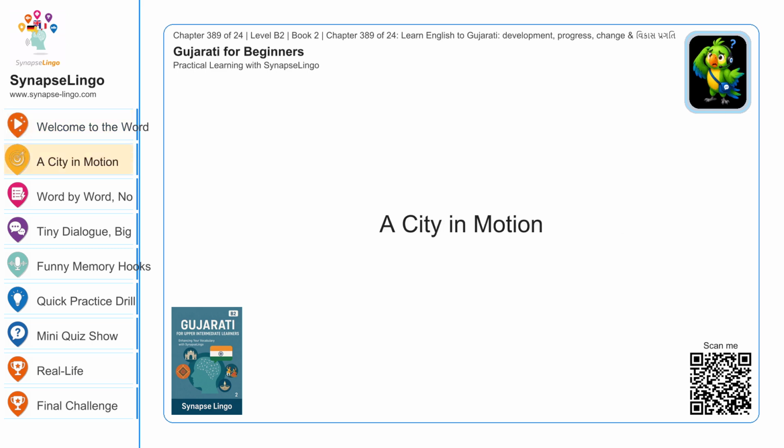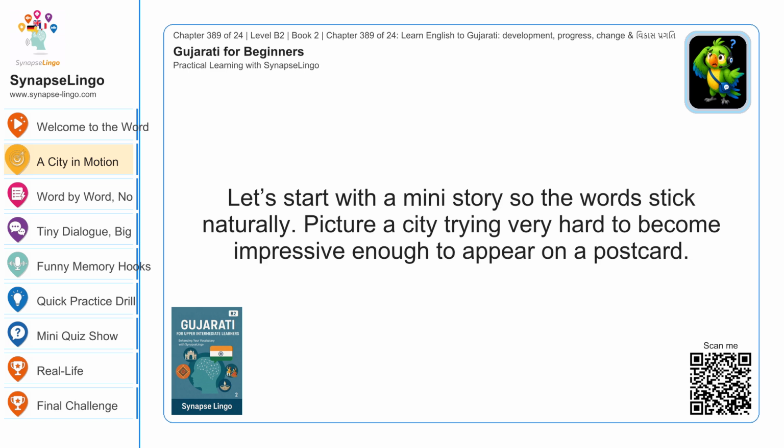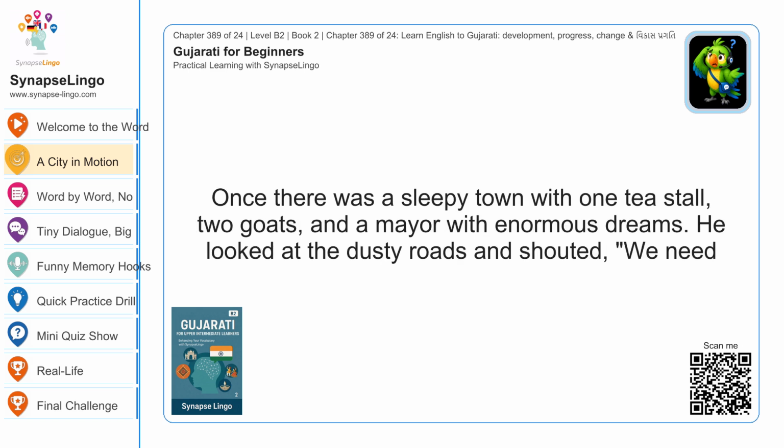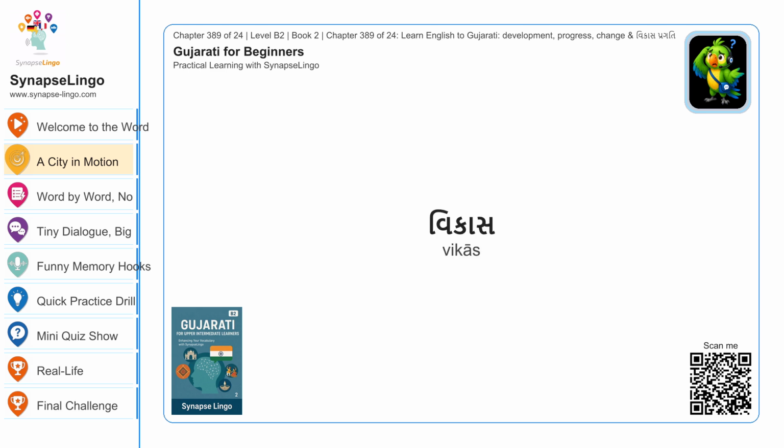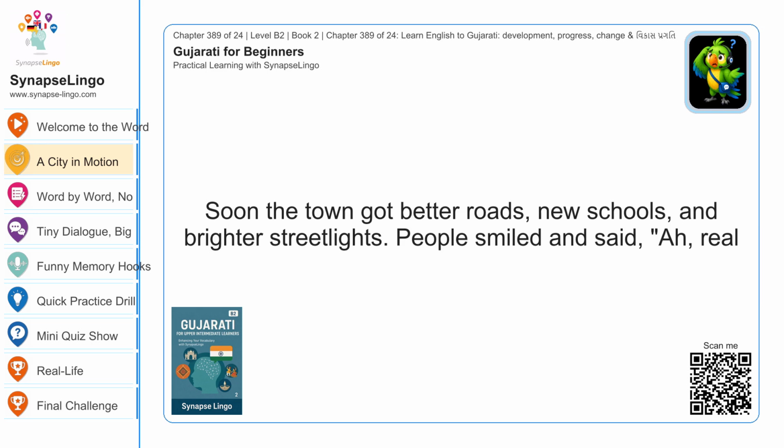A city in motion. Let's start with a mini story so the words stick naturally. Picture a city trying very hard to become impressive enough to appear on a postcard. Once there was a sleepy town with one tea stall, 2 goats, and a mayor with enormous dreams. He looked at the dusty roads and shouted, "We need વિકાસ." That means development. Soon the town got better roads, new schools, and brighter streetlights. People smiled and said, "Ah, real."